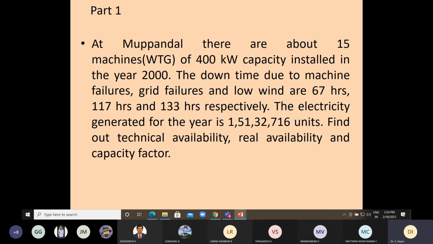You may know the formulas for how to find the technical availability, the real availability, and the capacity factor. The capacity factor is the energy generated per year to the number of turbines into the energy operated per year. By using these formulas, you can find the three: technical availability, real availability, and capacity factor. We can stop it here.